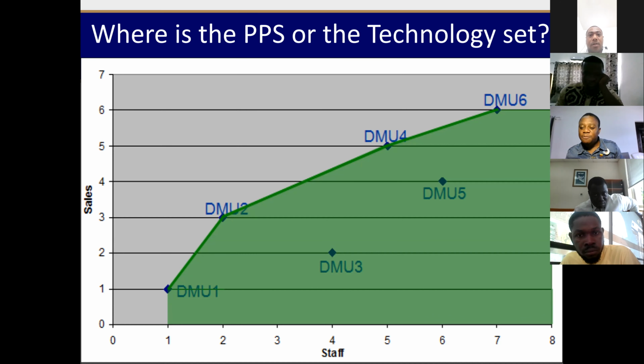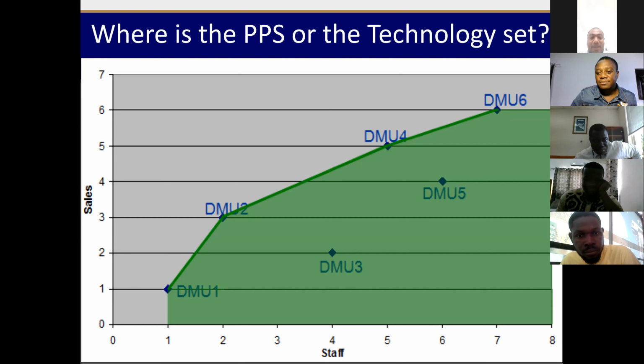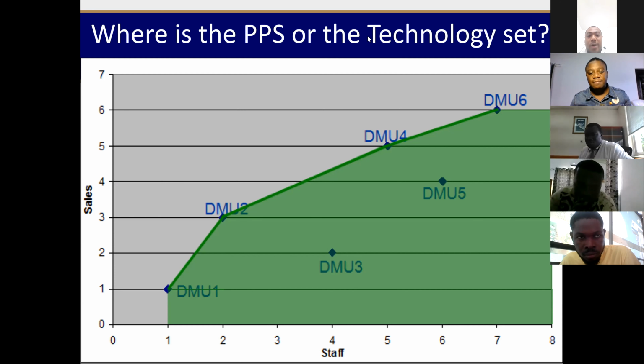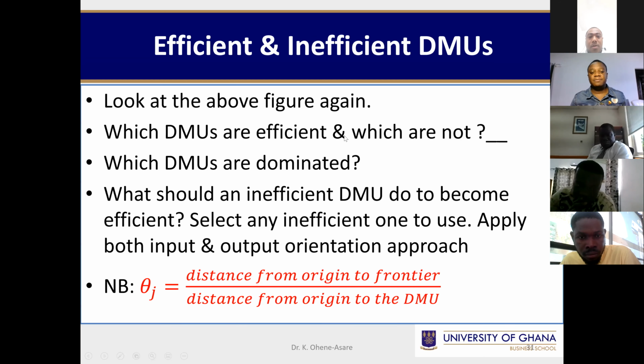So why did you leave the output part? Okay, continue. It should reduce its inputs to become efficient, or increase its outputs while maintaining inputs constant. Okay, which DMU should do this? For example, DMU 3. Okay, all right.